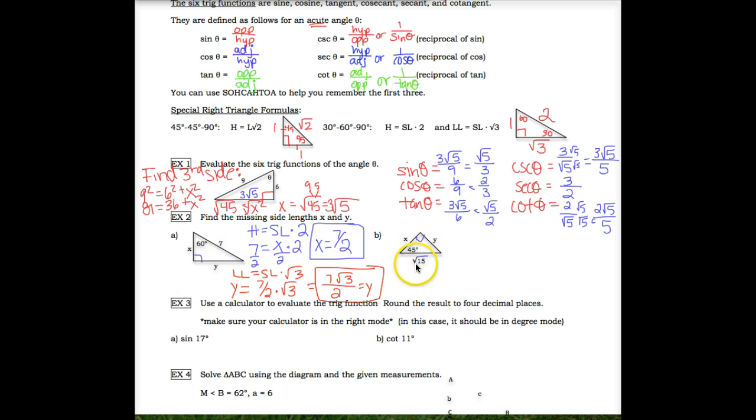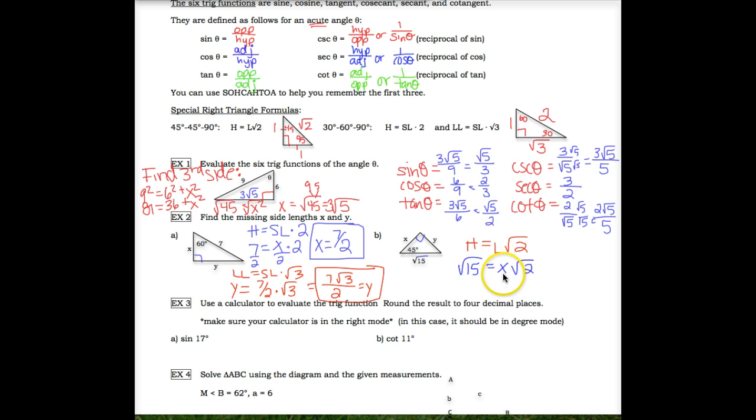On B, this one is a 45, 45, 90. So again, look at which part you have. It's only one formula. We know we're going to be using hypotenuse equals leg times radical 2, but it matters which side we have. So I look here. I've got the hypotenuse again, so I put in radical 15 for the hypotenuse. Leg, it doesn't matter whether I put in x or y. They're both the same. So here's my equation.